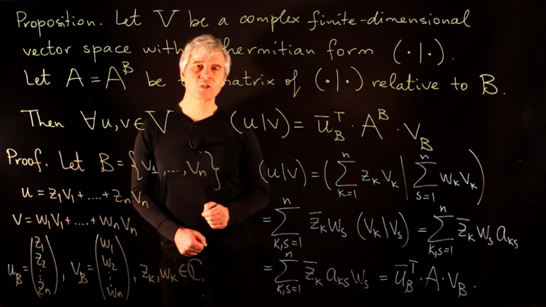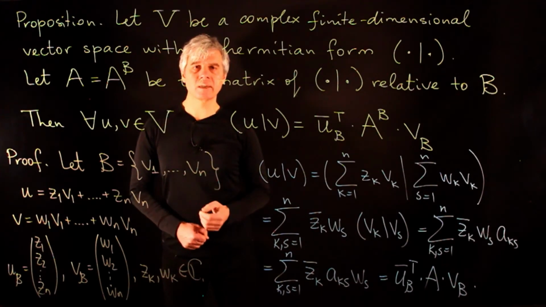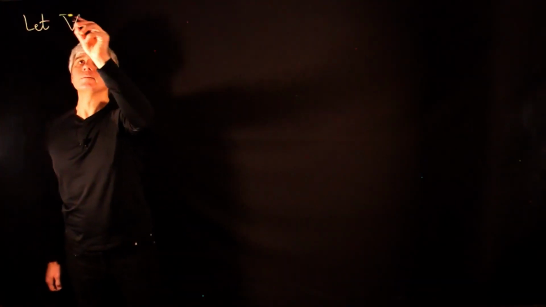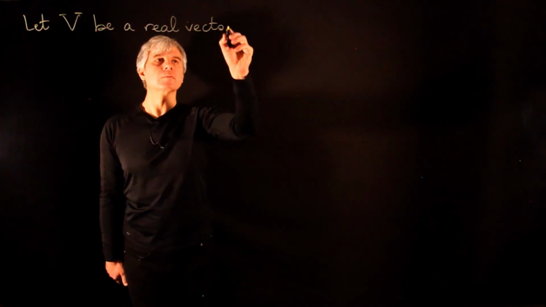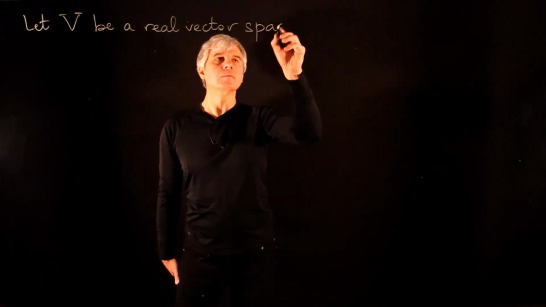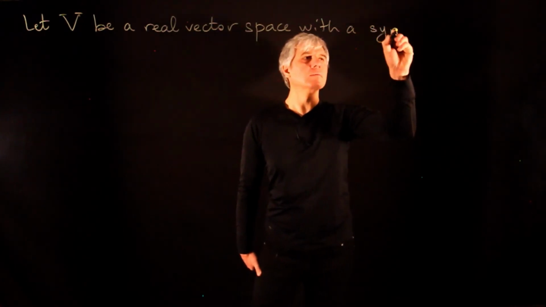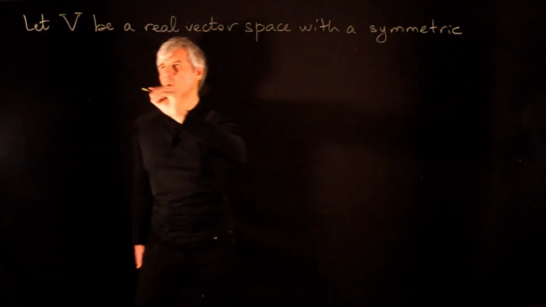Next, let us show that any symmetric bilinear form on a real space may be extended to a Hermitian form on the complexification of that space. Let V be a real vector space with a symmetric bilinear form.